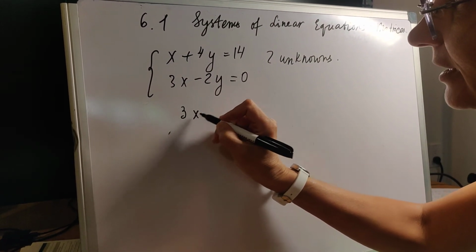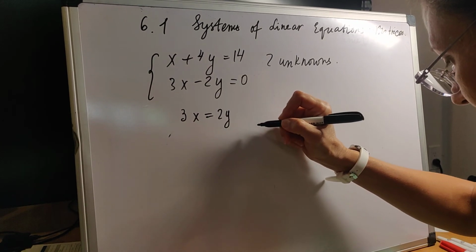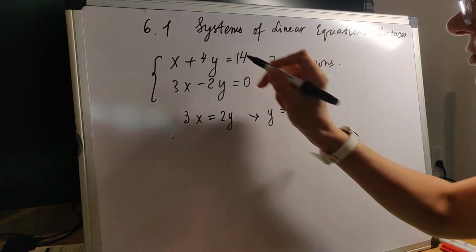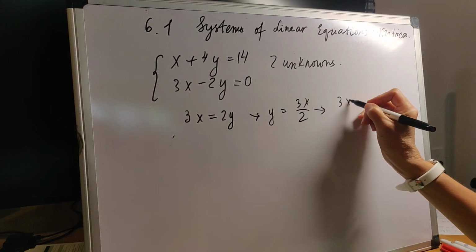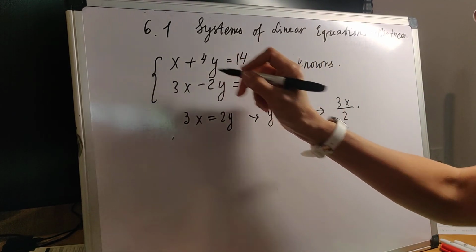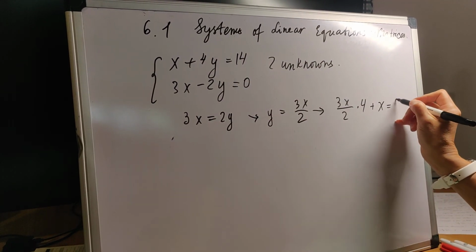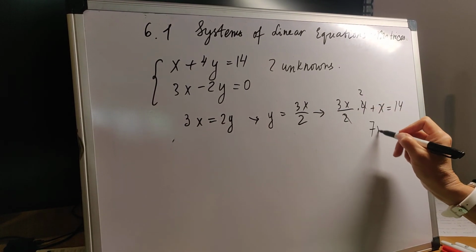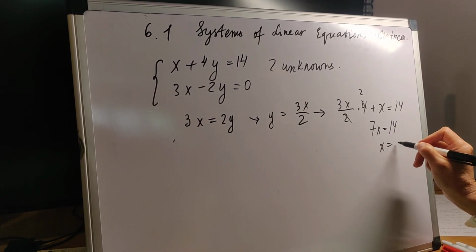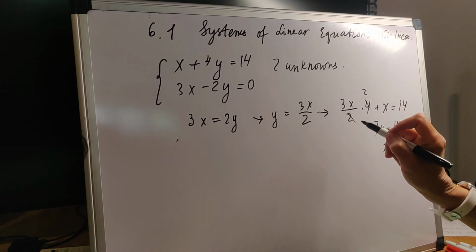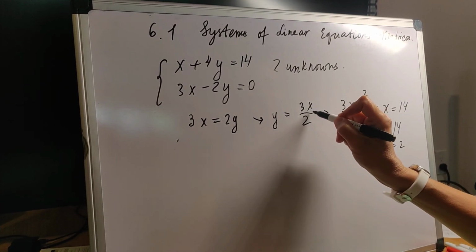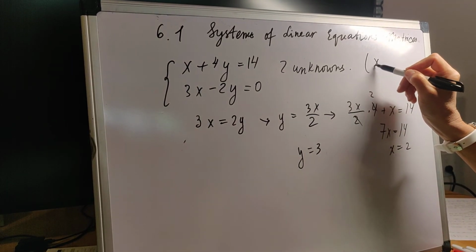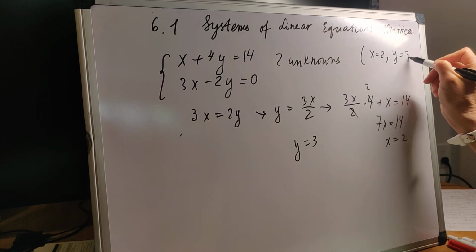So for example, 3x equals 2y, from where we can solve for y and get y equals 3x over 2. And then we substitute into the first equation and we get 3x over 2 instead of y, multiplied by 4, plus x equals 14. 4 and 2 cancel, 2 here, and 6x plus x, 7x equals 14, from where x equals 2, right? And if I calculate y from my formula, if I plug in 2 here, the 2 and 2 cancel, and y is going to be equal to 3. So the solution here is x equals 2, y equals 3.